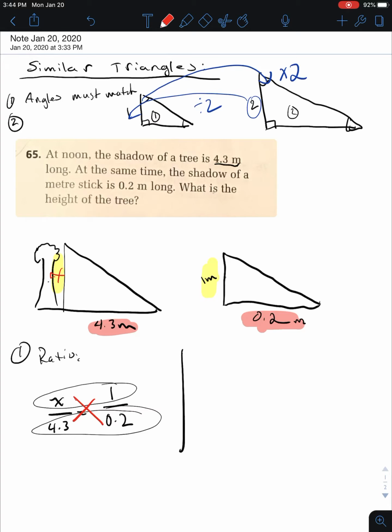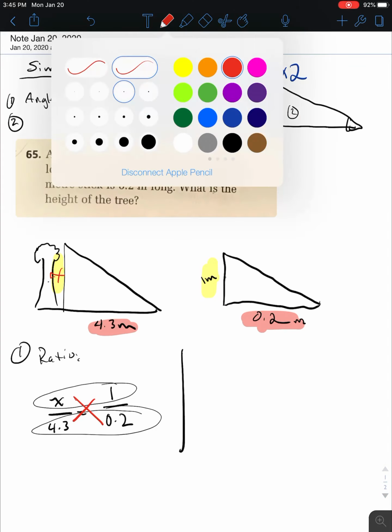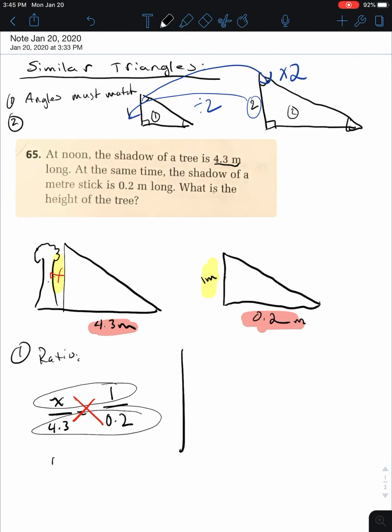Just like sine law. Yeah, exactly like sine law. Sine law is just ratios, right? They're just comparing, relating the angles to the side lengths, right?